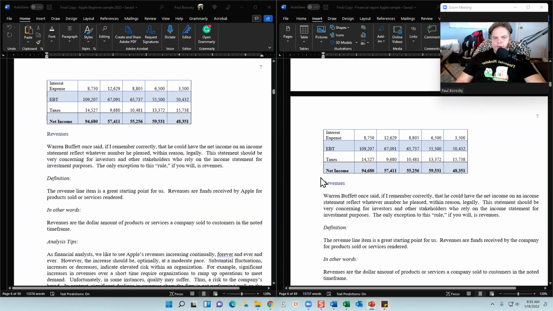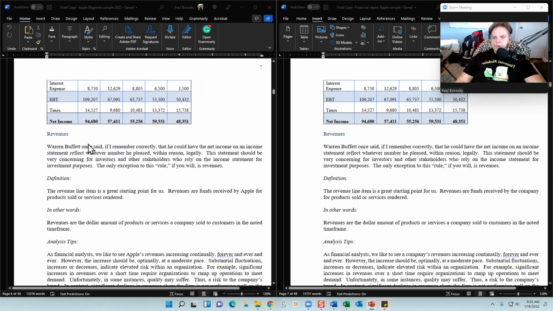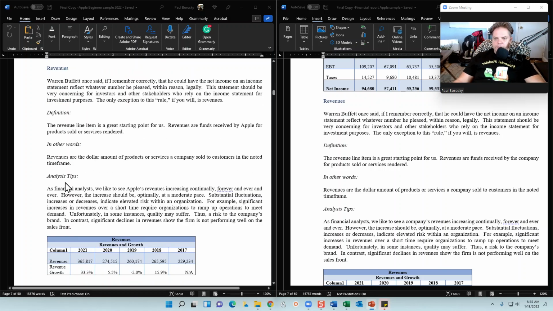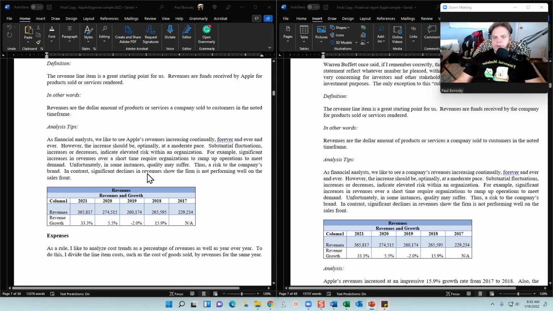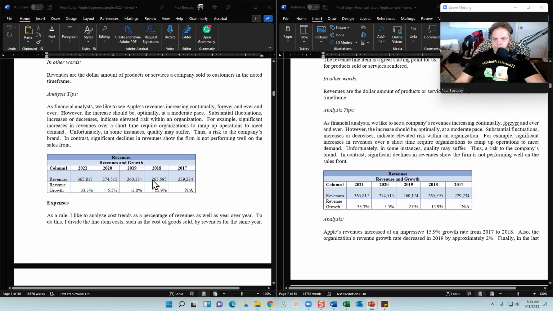I then go into individual line items. For example, revenues. I'm going to discuss revenues in both documents. I will define revenues, giving you the definition of that line item. And then I'm also going to give you some financial tips, so here are some analyst tips. These are tips and thoughts for when you're analyzing whatever company you're analyzing, whether it's Apple or Netflix or whatever. I then provide you with the revenues right underneath.